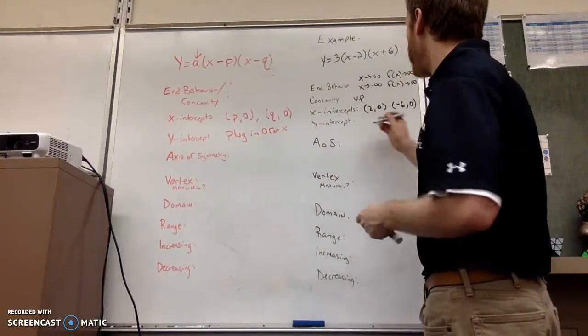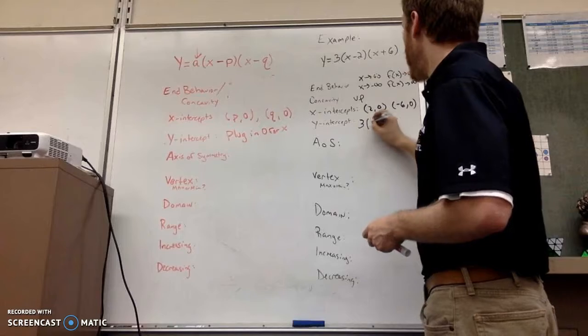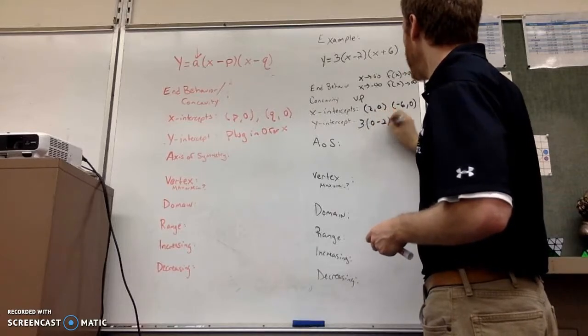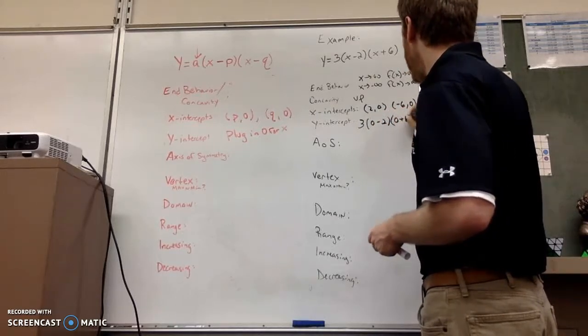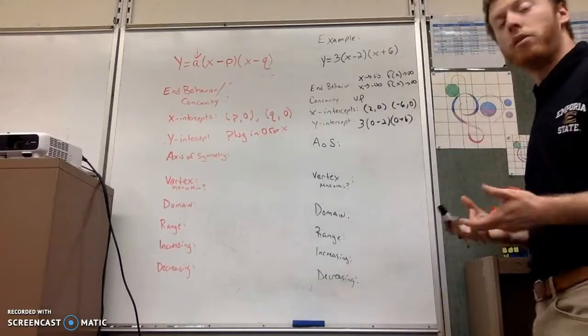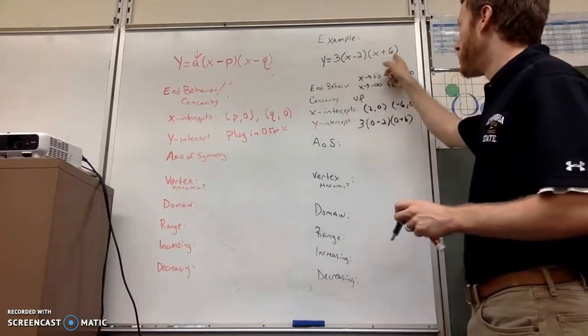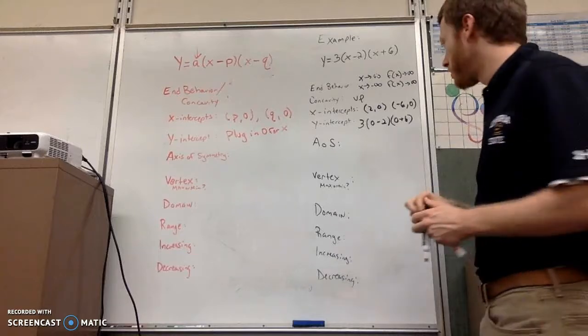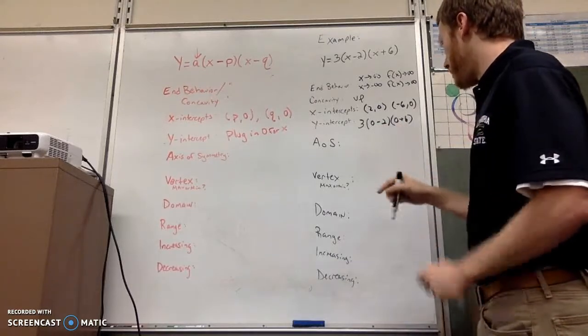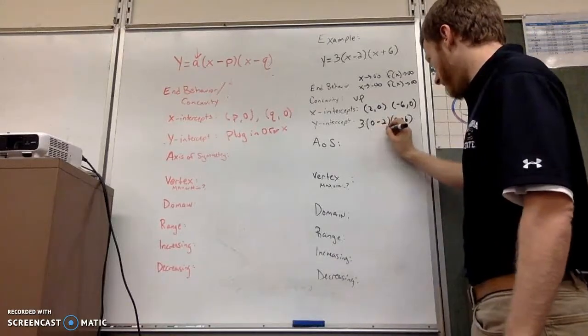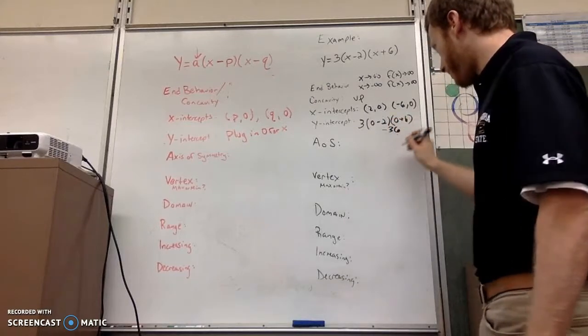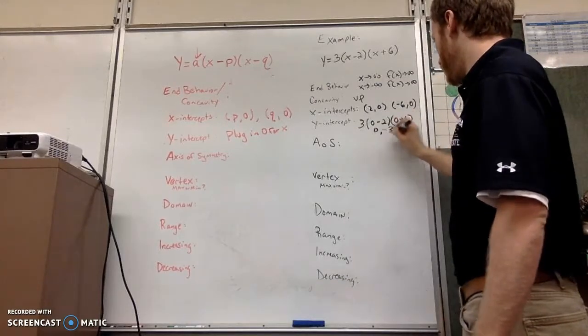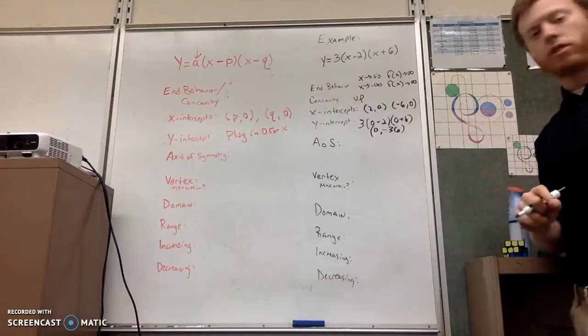So let's go ahead and try that for this one. We have 3 times 0 minus 2 times 0 plus 6. Another trick with this is to just multiply all three numbers across, because the x's will become 0. So let's see, that's going to be negative 36, I believe. All right, looks good to me.